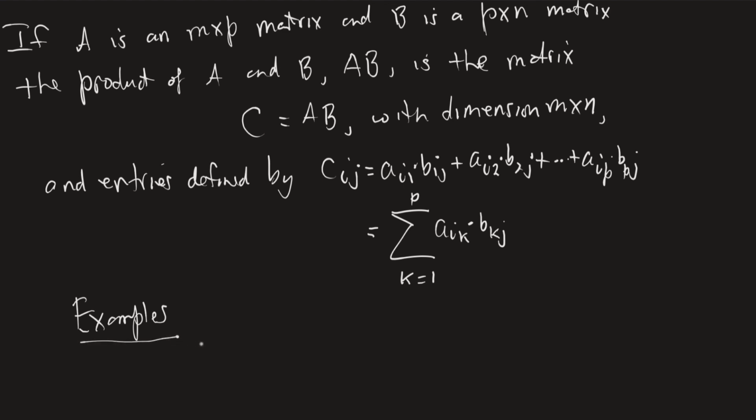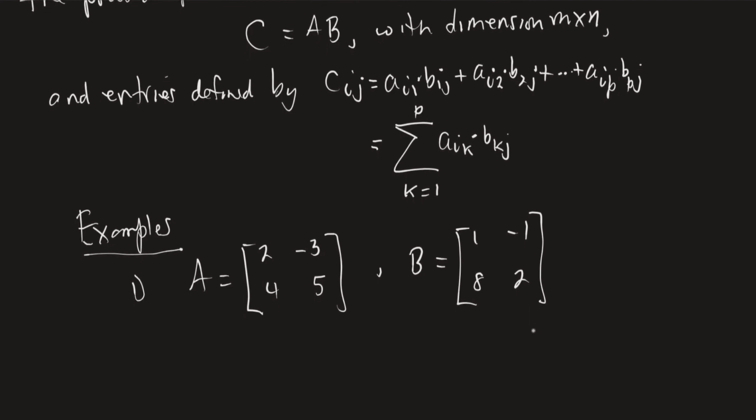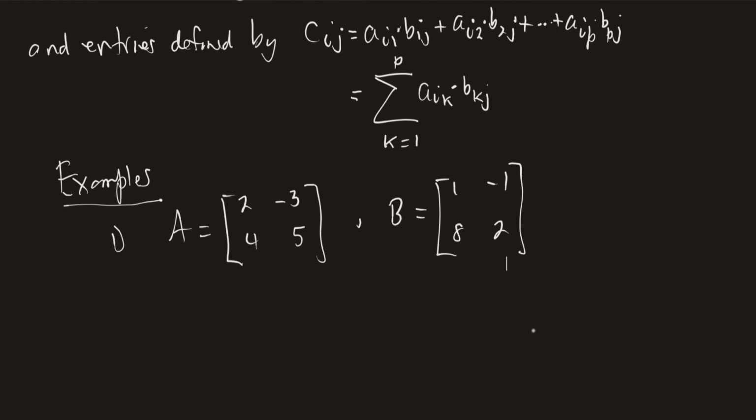And let's start with two 2x2 matrices. So let's say A is 2, -3, 4, 5, and B is 1, -1, 8, 2, something like that, right? So let's see if we can use this particular formula or process, right? Think of it more of a process rather than a formula that just seems really abstract. But let's see if we can write down the product A times B.